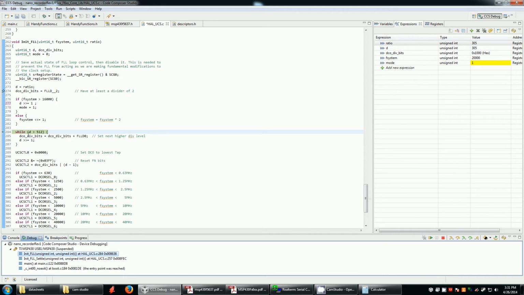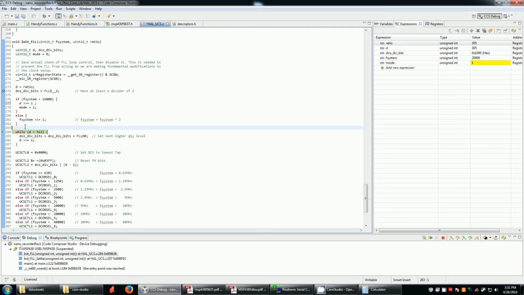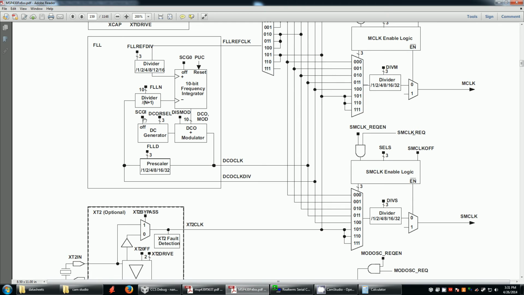Okay, now the way this works is it checks to see if D is greater than 512. Alright, if D is greater than 512, we set DCO div bits, which is up here. It's already set to 2. We set it equal to itself plus 1. So you can see in the next higher level of division. So what that's doing is checking if this is greater than 512, let's overflow, increment this to divide by the next highest value, which should be 4.